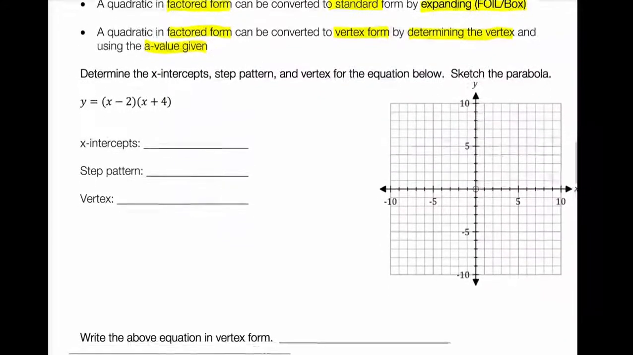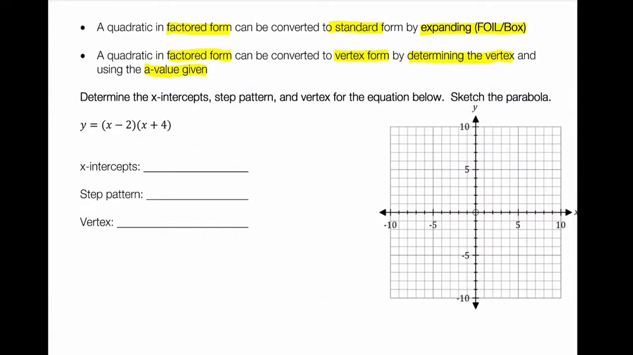So what we want to do in the next example is determine the x-intercepts, step pattern, and vertex for this equation of a quadratic, and we want to sketch the parabola. So in this case, my x-intercepts are going to be the opposite of these two numbers.